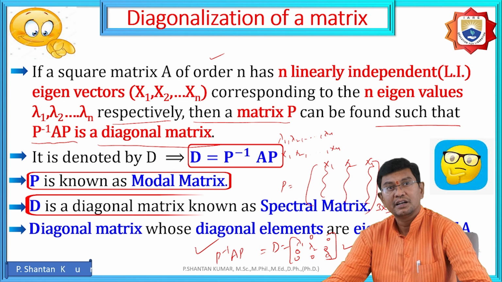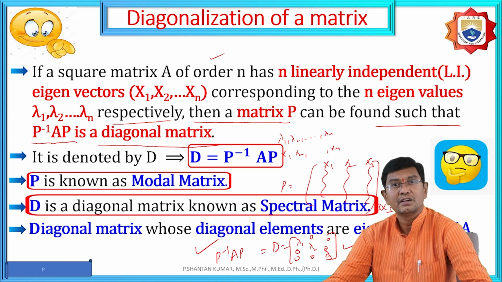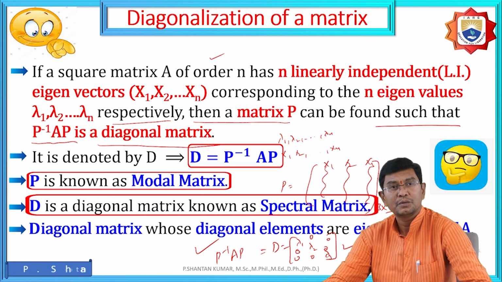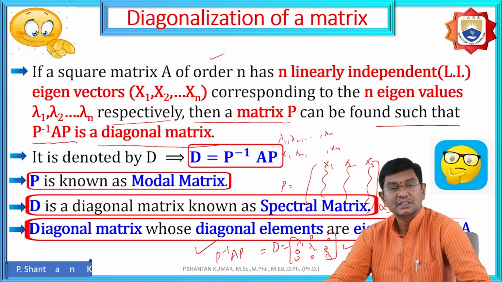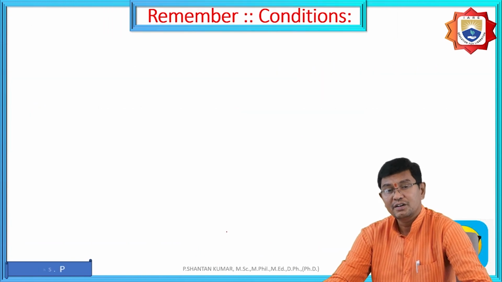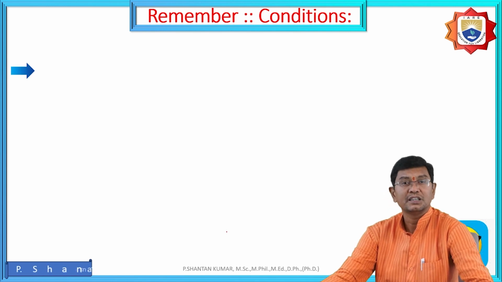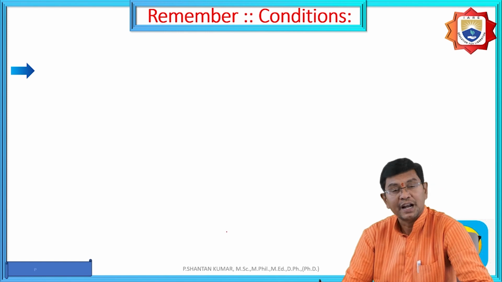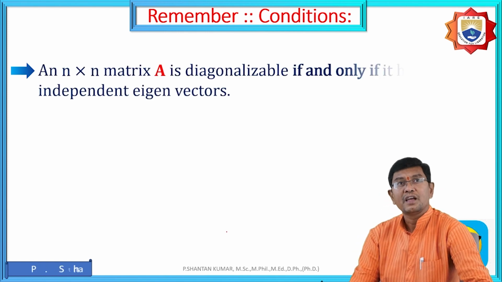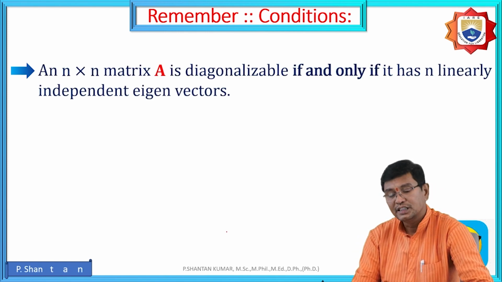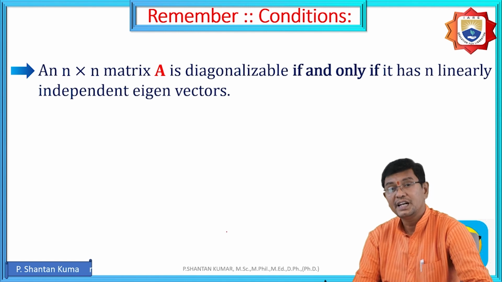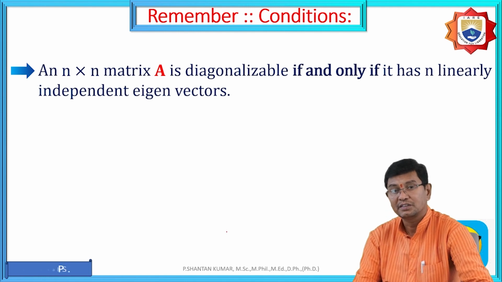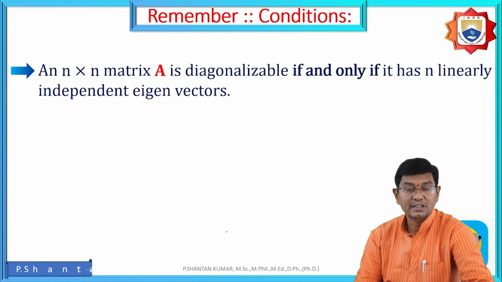And again, D is a diagonal matrix whose diagonal elements are the eigenvalues of the given matrix A. And here we need to remember the conditions. What are the conditions we need to remember under this diagonalization of a matrix? Here, first one, when is an n by n matrix A diagonalizable? That means when it is possible.